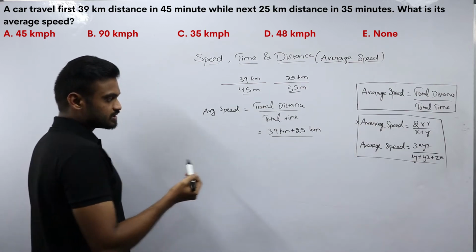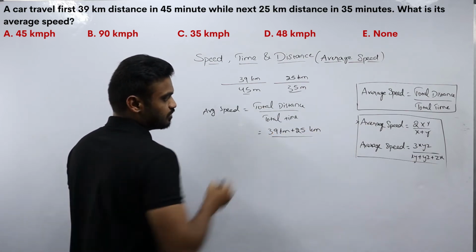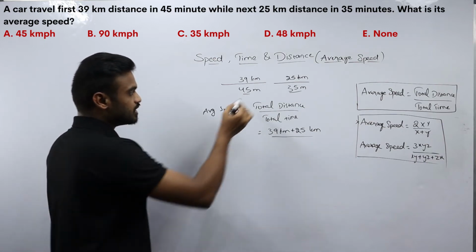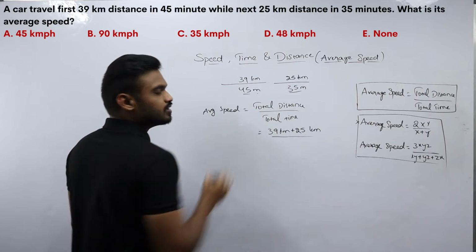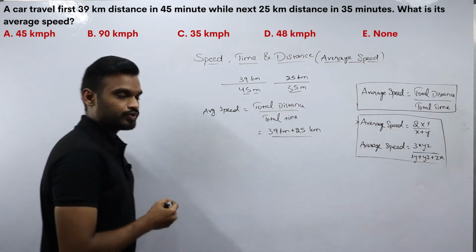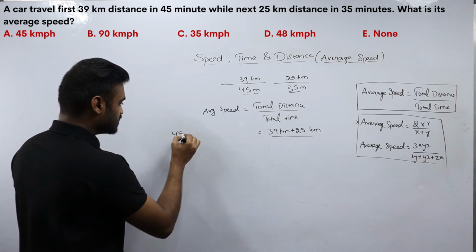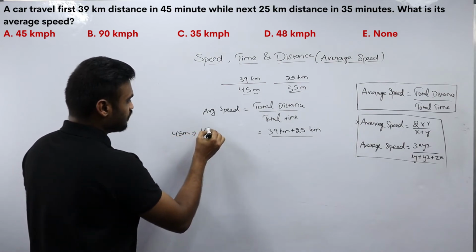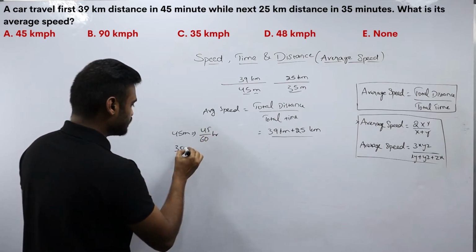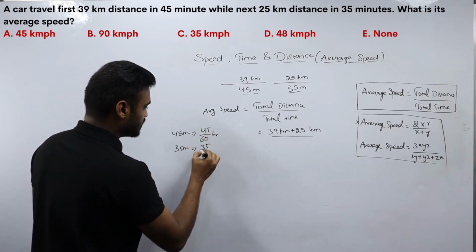Okay, but the distance is given in kilometers, and in the answers also it is given in kilometers per hour. But here the time is given in minutes. So first of all we need to convert these minutes to hours. See here, 45 minutes is nothing but 45 by 60 hours, and 35 minutes equals 35 by 60 hours.